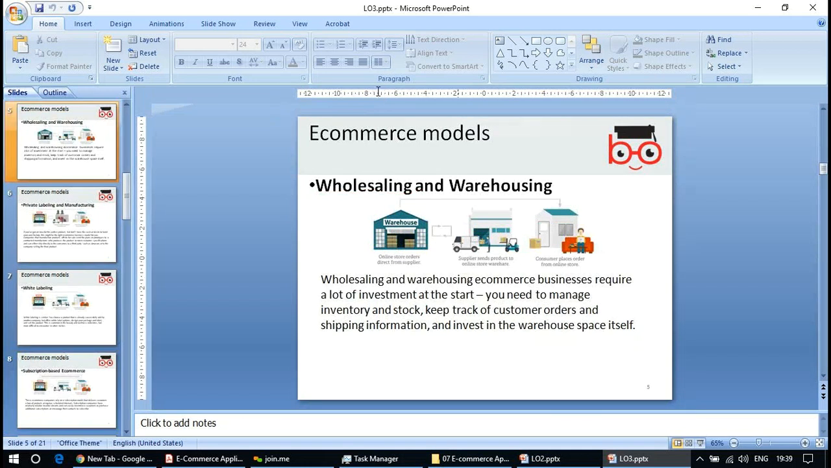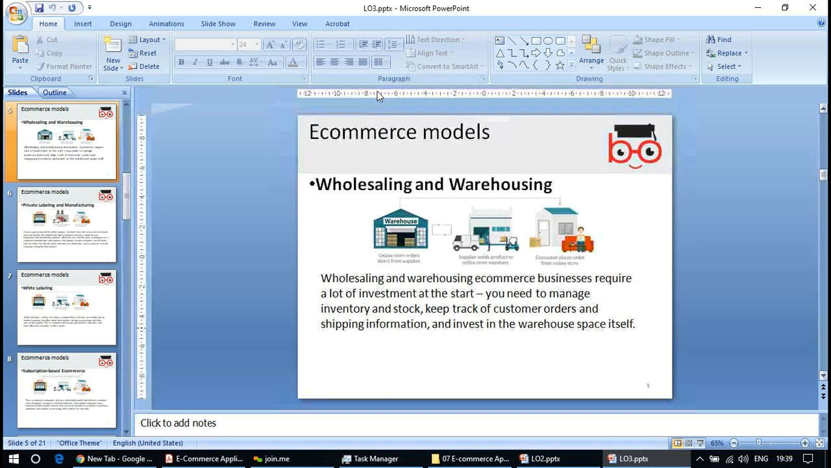Wholesale and warehousing: wholesaling e-commerce businesses require a lot of investment at the start. You need to manage inventory in stock, keep track of customers' orders and shipping information, and invest in warehouse space itself. Is that clear? Yeah. So whatever the stuff you have, you have to maintain it, sell it, maintain the inventory, stock and everything, and deal directly with the customers. No matter if they are further wholesalers or business to business, you have to manage everything.